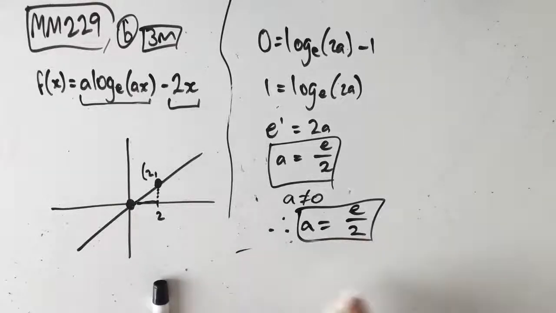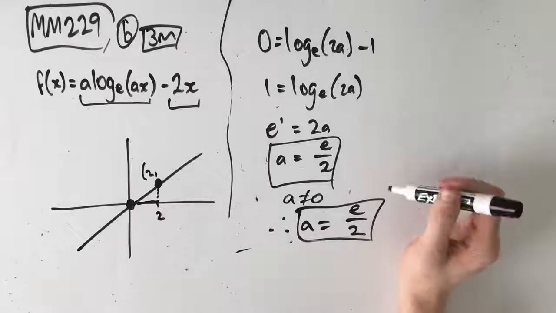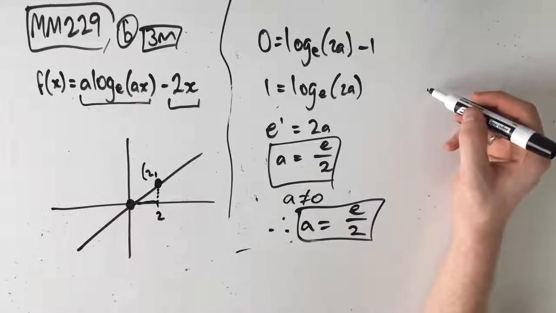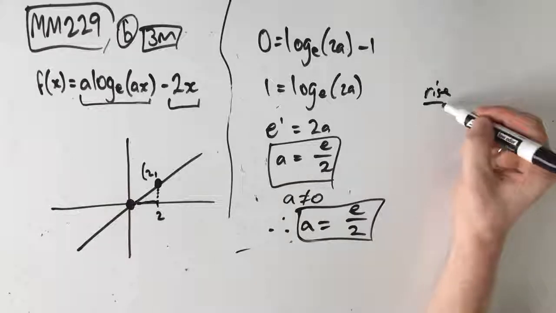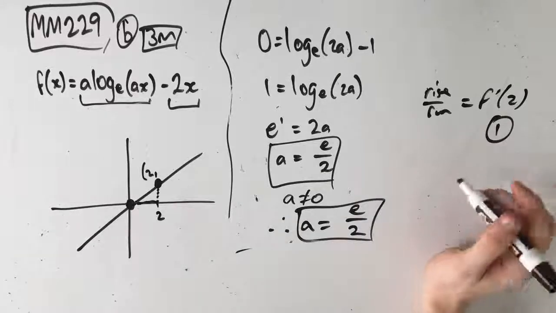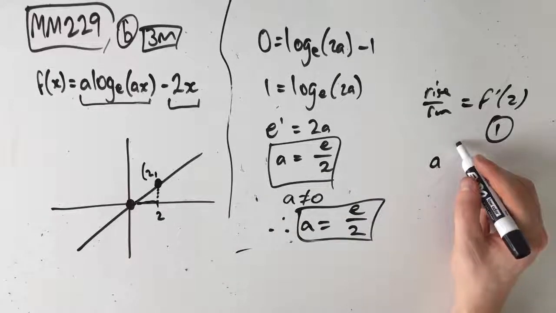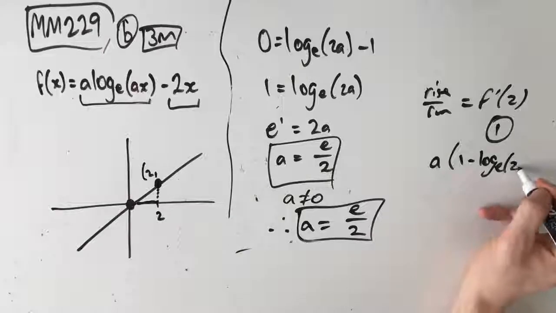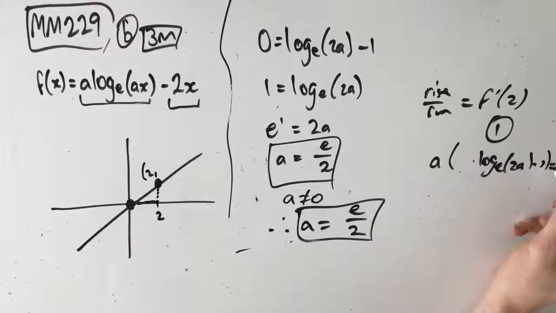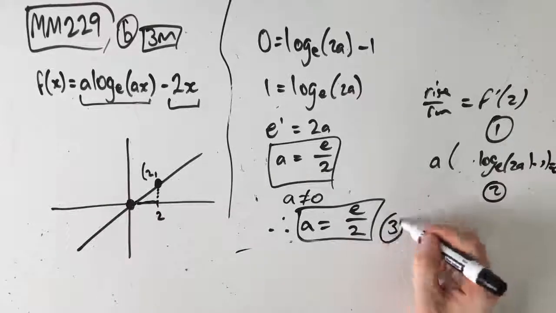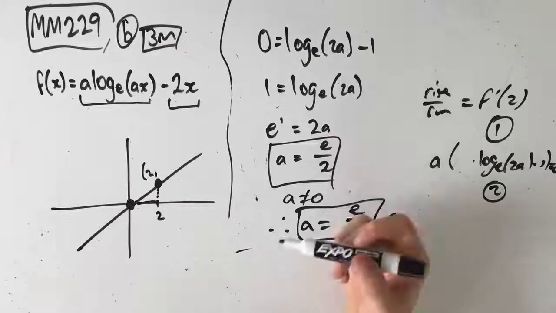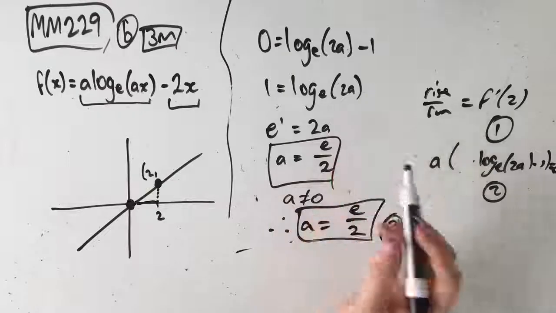So guys, as we go along, I didn't put down the marks. The first mark comes from when you recognize that rise over run equals f dash of 2. So that's your first mark. Your second mark comes when you get to our null factor law section where we have log e of 2a take 1 equals 0. That's our second mark. And then our third mark is a equals e on 2 as your final answer. And you really need to make sure that you discount a equals 0 because it's just not going to count. It's not a valid answer.